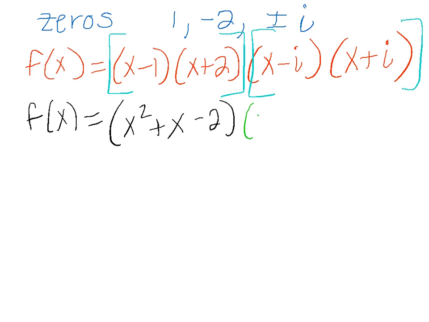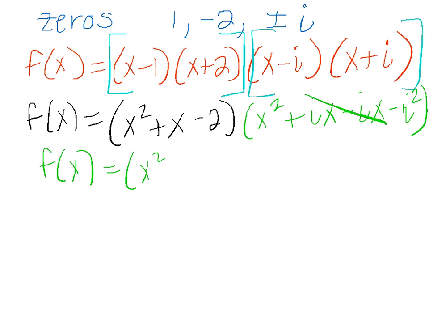My second group over here, I get x squared plus ix minus ix minus i squared. Oh, that looks weird, huh? There we go. Minus i squared. Now, those cancel out. So I actually have x squared plus x minus 2 times x squared plus 1. Negative i squared is equal to a positive 1. Now I can just multiply all these terms together.